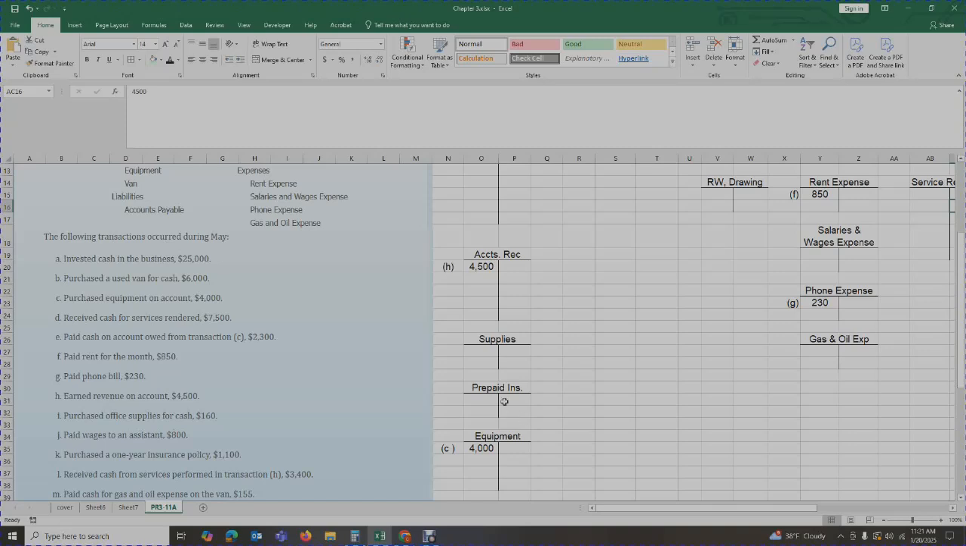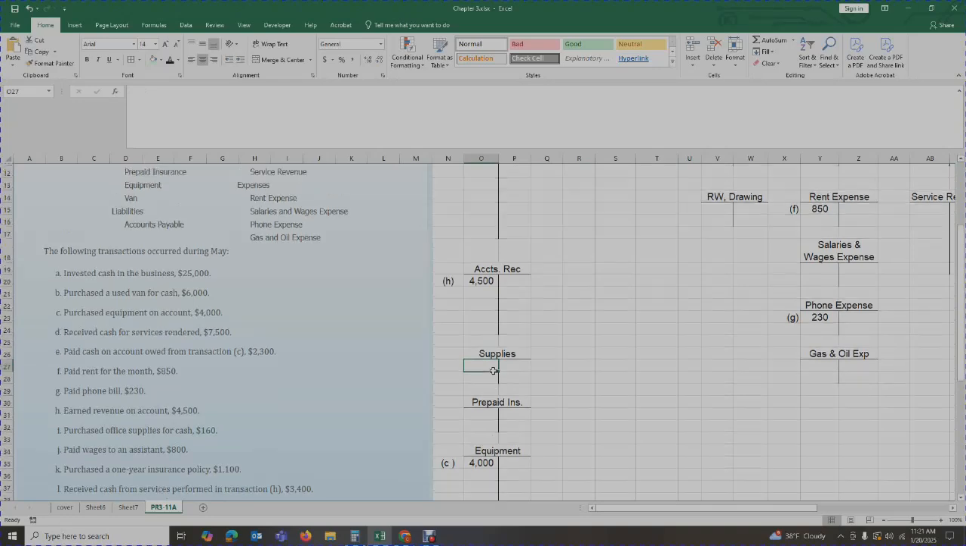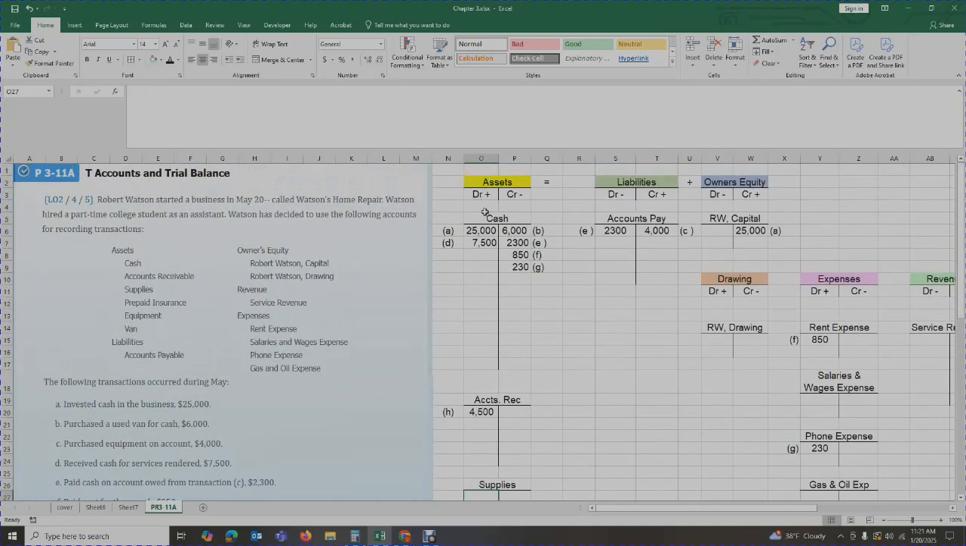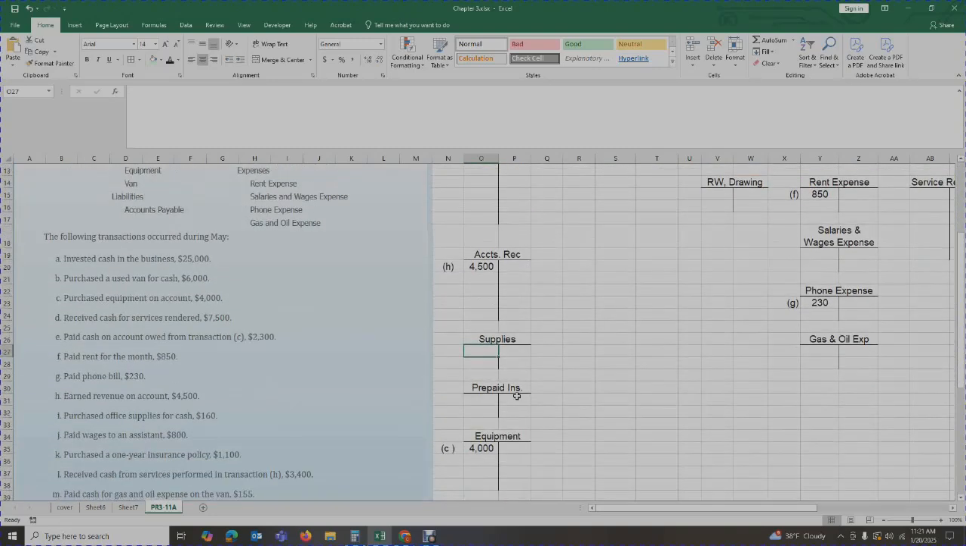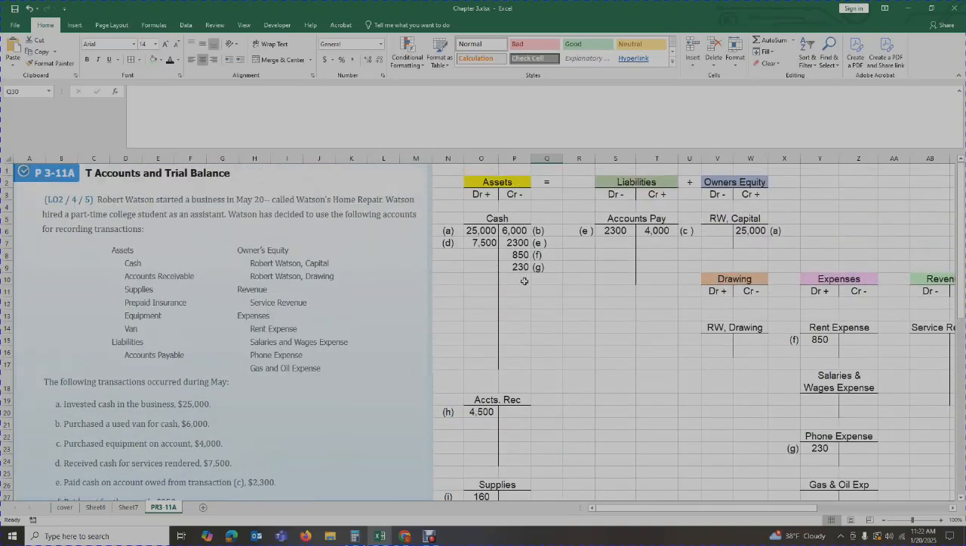Letter I, you purchase office supplies for cash, 160. So what did you buy? You bought office supplies. Do you have more or less office supplies? Well, you bought office supplies, so you have more. So because you have more, that's an increase. I'm going to debit my office supplies by the amount of 160. So we've got office supplies, letter I. How did I pay for my office supplies? It says here you purchase them with cash. So your cash is going to decrease. So I'm going to go ahead and put it on the credit side. 160. This is letter I.